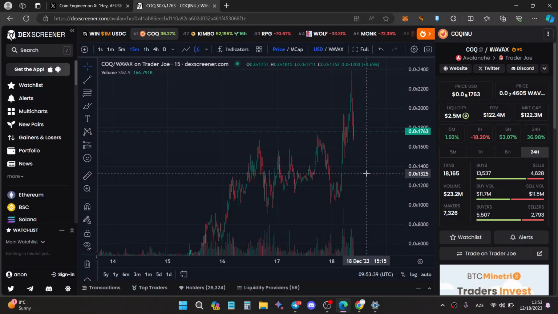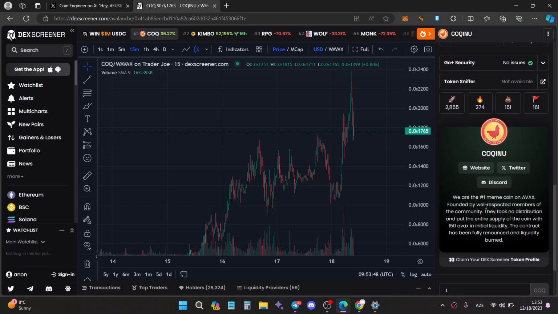Probably right now you have no information about today's meme coin. But although that, I can say to you that it's the number one meme coin on the Avalanche side. Avalanche is the largest cryptocurrency and blockchain network, but right now there is no popular or high potential meme coin on the Avalanche side.